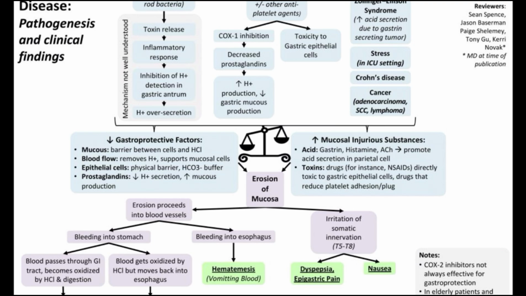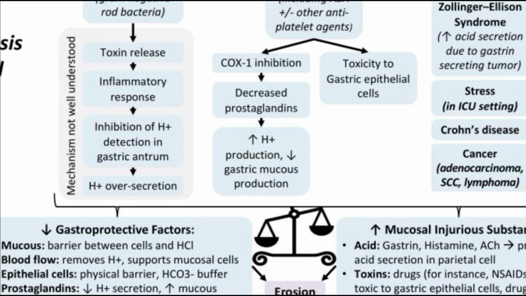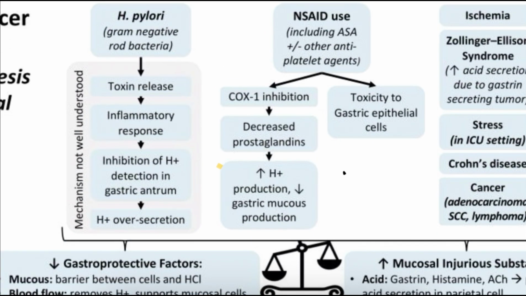First of all, in pathophysiology, the first one you can see is H. pylori. H. pylori is a gram-negative rod bacteria. What will it do? It will stick to the normal mucosa, and H. pylori will cause colonization. Where will it cause colonization? It will cause colonization in the antrum.